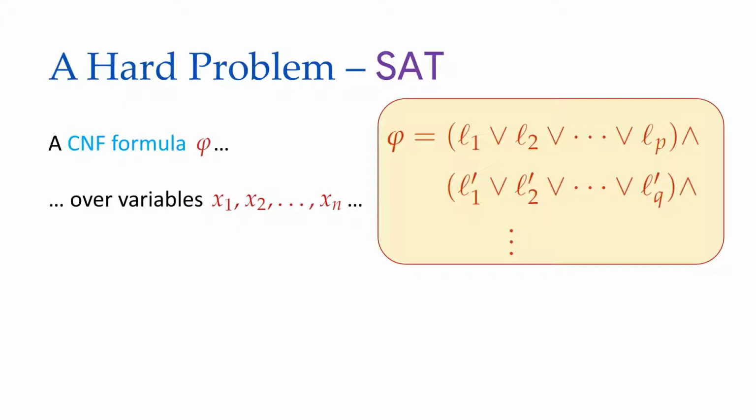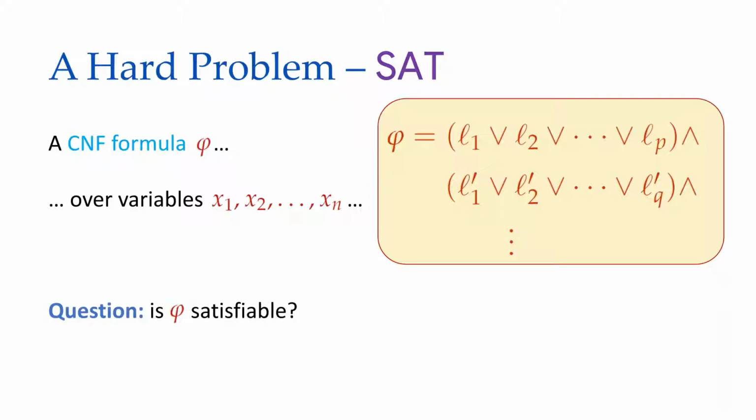Each clause is a constraint which says that at least one of its literals must be set to true, and the overall formula phi is mandating that all these constraints get satisfied. So the SAT problem takes as inputs such a CNF formula and asks if that formula is satisfiable. Does there exist an assignment of true and false to each variable such that phi evaluates to true? All its constraints are satisfied.